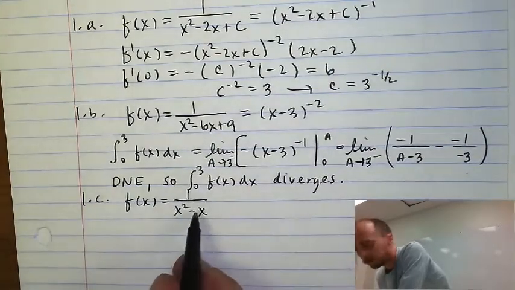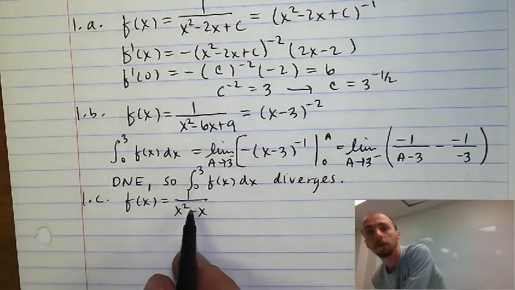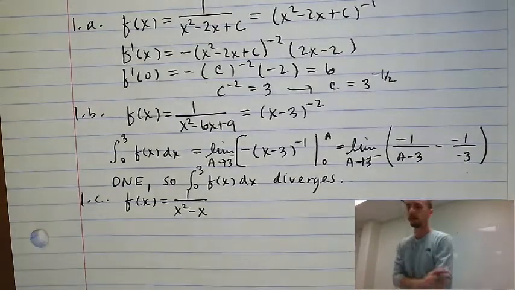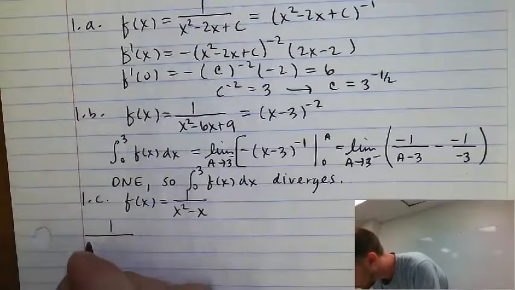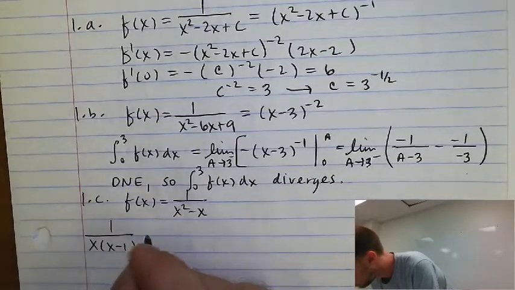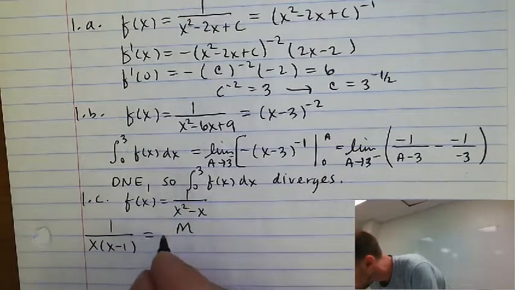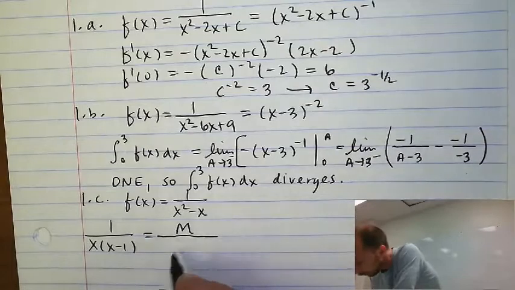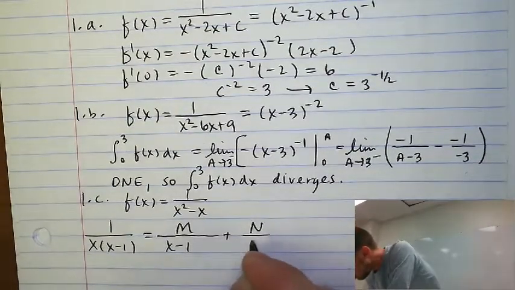Okay, you look at this and you see it's factorable, and the factors are distinct. That should be setting off alarm bells like, oh, I'm going to have to break this down using partial fractions. We can do that. So I'm going to say 1 over x times x minus 1 is equal to, well, maybe I won't use a and b since we're already talking about a and b in the course of the problem. I'll use m and n. So m over x minus 1 plus n over x.